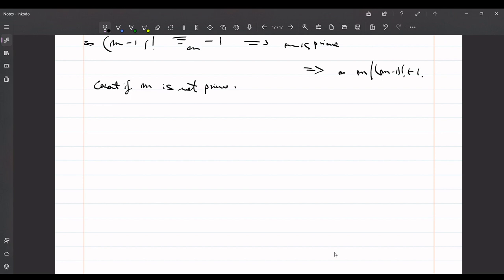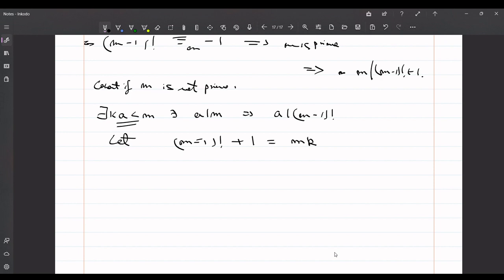We can prove this by contradiction very simply. If m is not prime, then there exists some a which is greater than 1 and less than m such that a divides m. If a falls in this range, then a must be one of the numbers between 1 and m, so a must also divide m minus 1 factorial. Now let m minus 1 factorial plus 1 equal m times k. So we are taking Wilson's theorem to be true. From here we can say mk minus m minus 1 factorial is equal to 1.